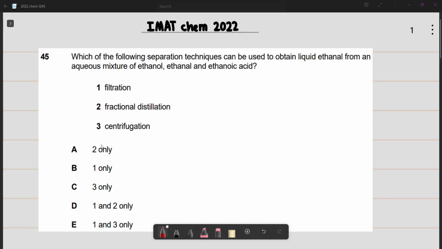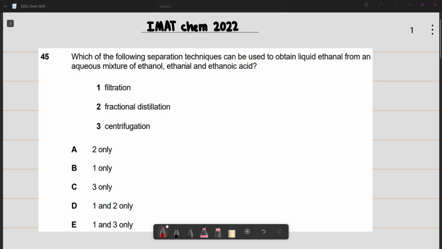We have three listed separation techniques: filtration, fractional distillation, and centrifugation. Our main objective is to obtain pure ethanol from this mixture of ethanol and ethanoic acid.